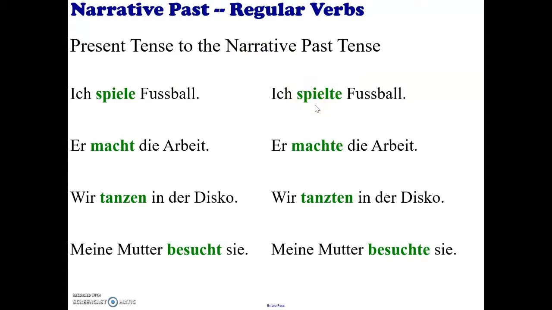So going from the present tense to the narrative past tense, which is also why it's called the simple past, we just have to change our verb form. No other word order change. We don't have our helping verb and our "ge" that gets sent to the end of the sentence. Our verb goes in its normal place in our new narrative past tense verb form.